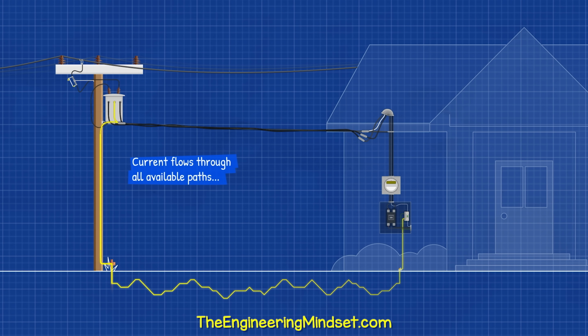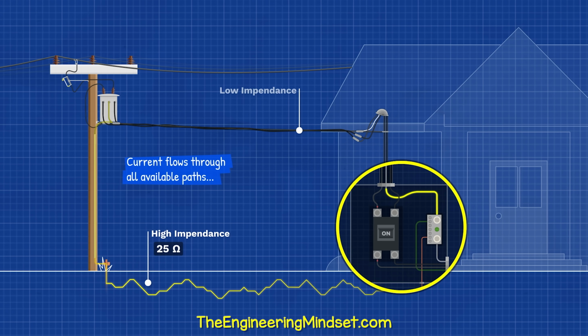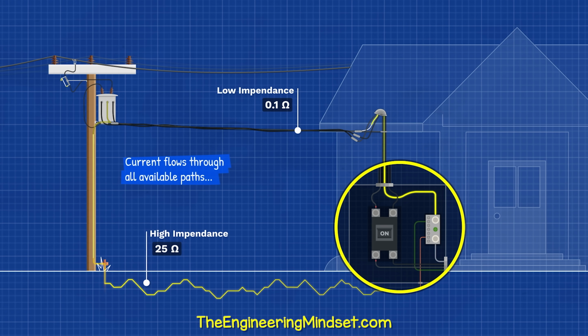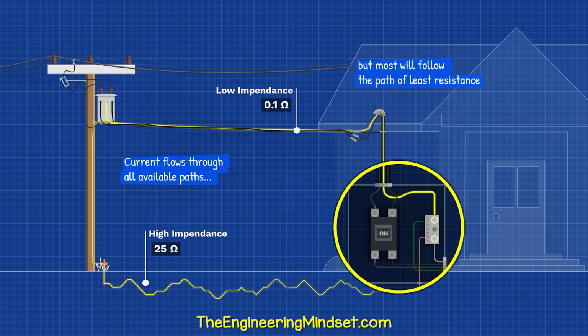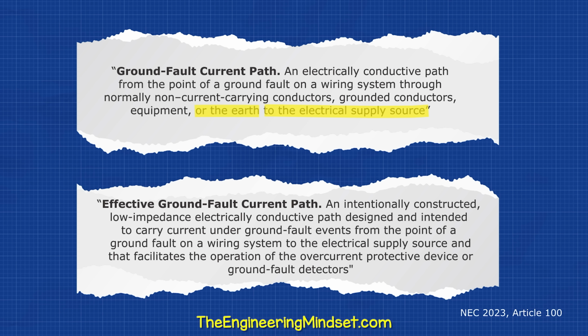This path has a much higher resistance or impedance, so it's far easier for the fault current to take the low impedance path through the service neutral directly back to the transformer. Current can take this route, but the NEC doesn't consider this an effective ground fault path.